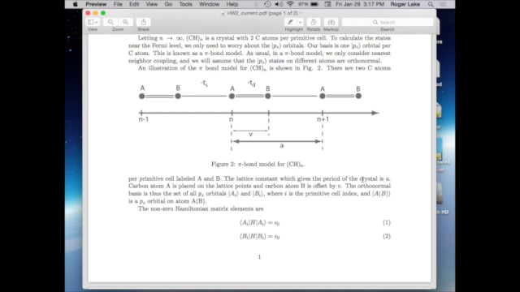So A and B represent different... what they represent are pz orbitals sticking out of the page. So they're going to form pi bonds. So A would represent a carbon and hydrogen atom, correct?